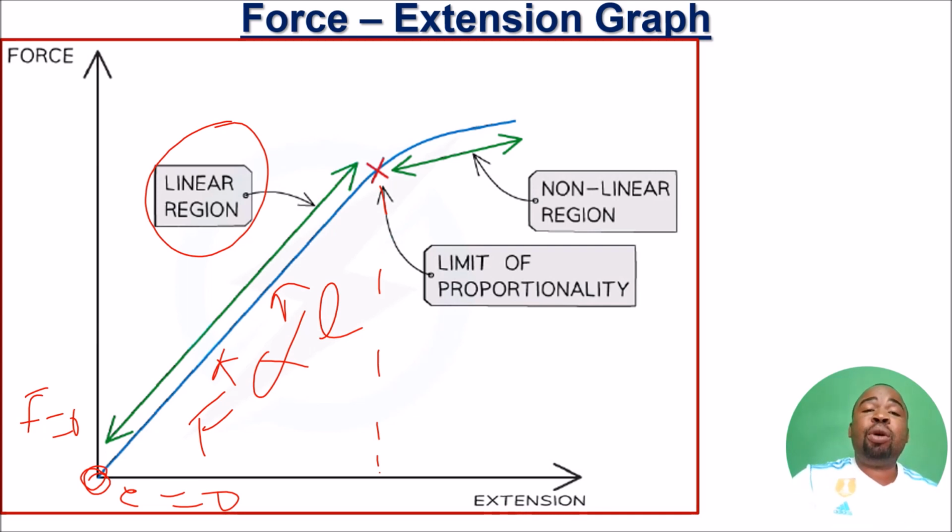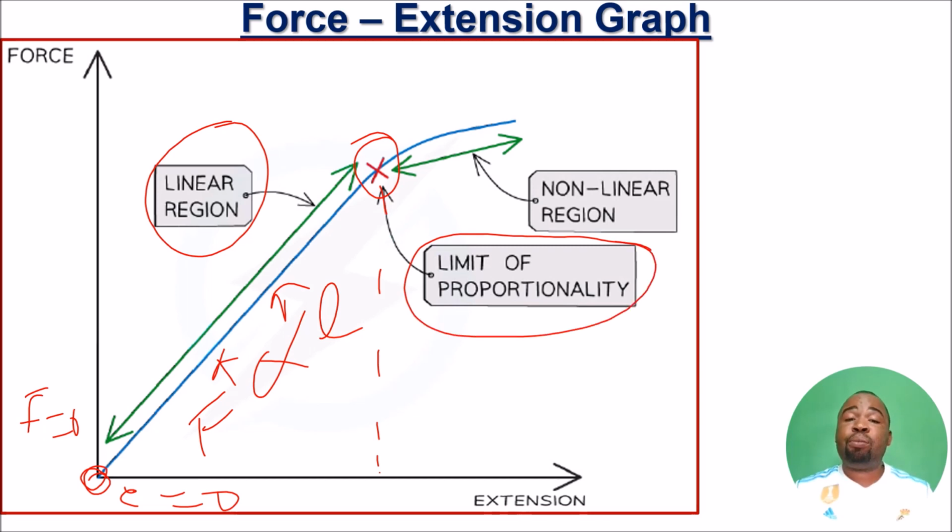Now, when we reach this point where it's starting to be a curve here, this is the point we call the limit of proportionality. The extension beyond which the relationship is no longer directly proportional, beyond which force and extension are no longer directly proportional. Remember to define this, it's a key requisite for your syllabus. Then the graph becomes non-linear.